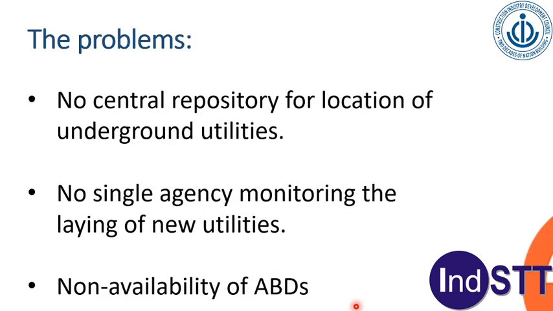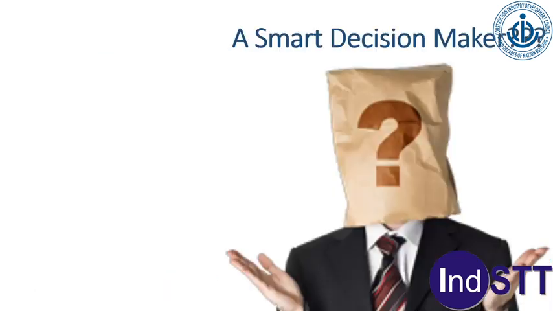So the problem is that there is no central repository for location of underground utilities. There is no single database from where you can get the location of underground utilities. No single agency monitoring the laying of new utilities. Non-availability of as-built drawings. We know very well that as-built drawings more often than not are replicas of as-designed drawings. We will not go into detail on why that is the case. And covering of manholes and inspection covers during laying or relaying of roads basically eliminates practically all the signatures of utilities on the ground.